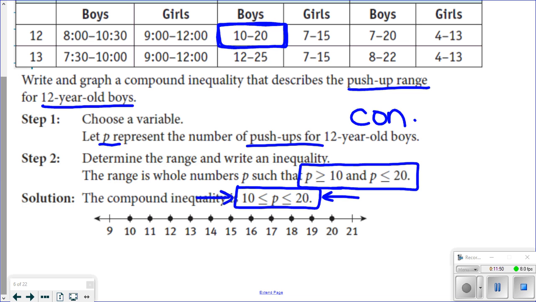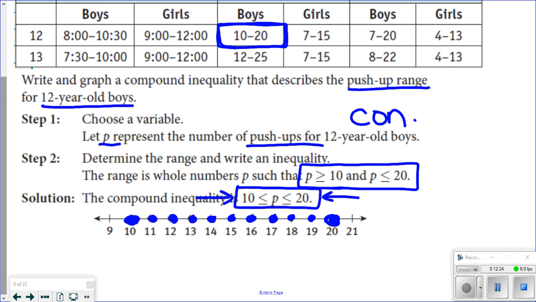If we were to graph this, we would put a closed circle at 10 and a closed circle at 20. And we've actually talked about push-ups and pull-ups before and why we cannot shade. Remember, I'm not going to shade in the middle because I can't do 10.2 or 12.5 or 15.8 push-ups. So we're going to actually put dots or points this time at our integers, at our whole numbers, because that's how we count push-ups and pull-ups.